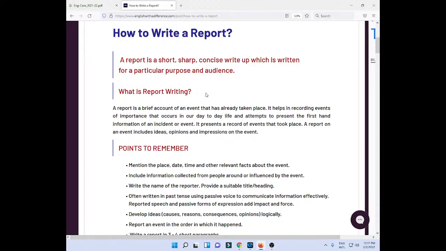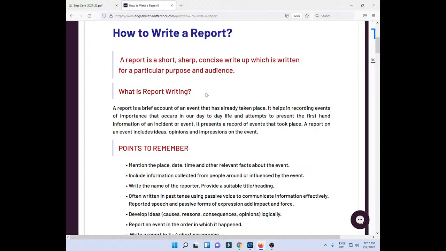Basically, a report is a short, sharp, concise write-up which is written for a particular purpose and audience. Now the question is, what is report writing? Report writing is a brief account of an event that has already taken place. So always remember, a report means the incident has already taken place.